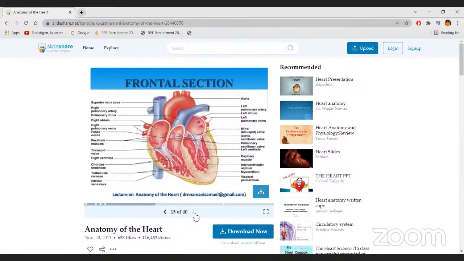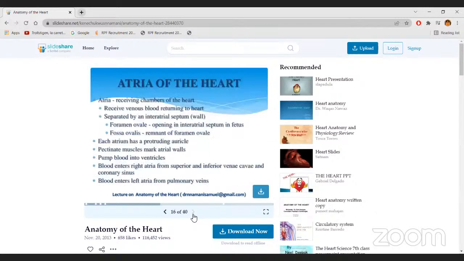So the sectional view, with complete labeling of the heart and its structures. This is a very important diagram for understanding how the heart functions and blood circulation works. Then the atria of the heart. The heart has four chambers, two atria and two ventricles.